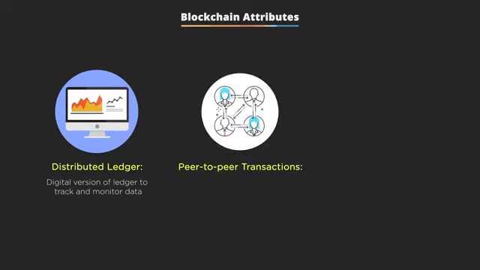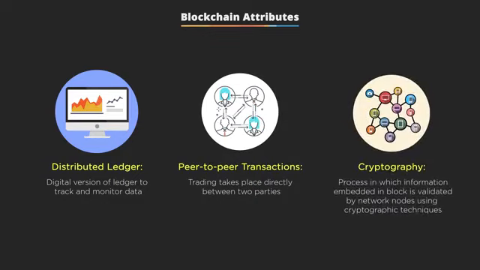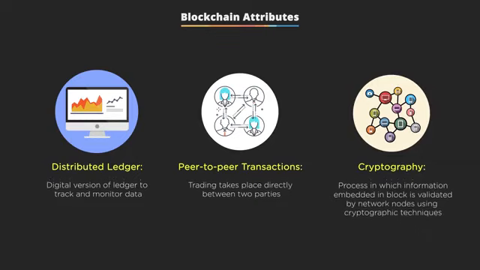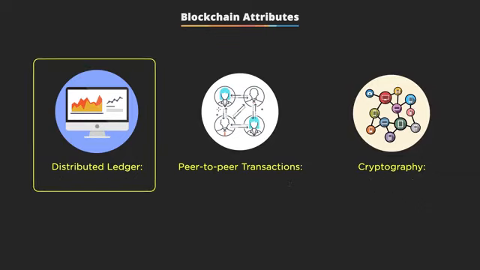Peer-to-peer transactions. These are transactions where trading takes place directly between two parties. Cryptography. It is the process in which the information embedded in a block is validated by the network nodes using cryptographic techniques. Distributed ledger is the most used blockchain attribute.